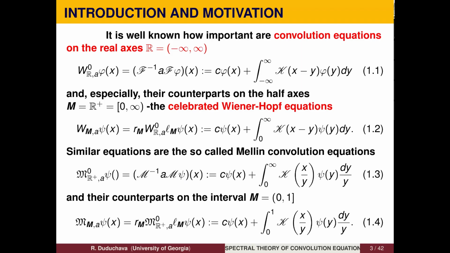I think everybody knows and meets somewhere, and many times perhaps, the convolution equation on the real axis. That's the equation where the kernel depends on the difference of arguments. These equations are very important, and especially important are their counterparts on the half-axis, which are known as Wiener-Hopf equations.